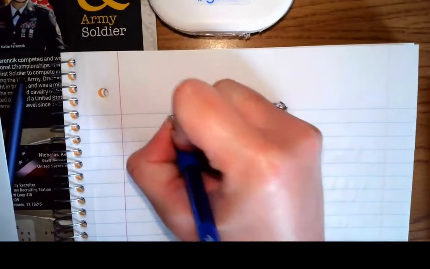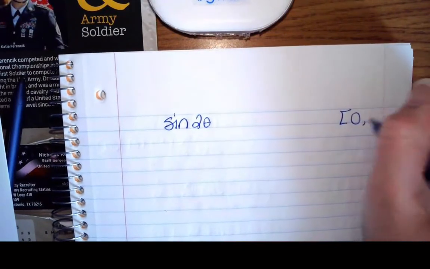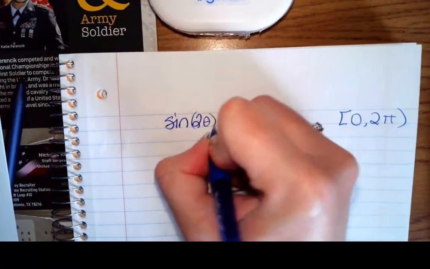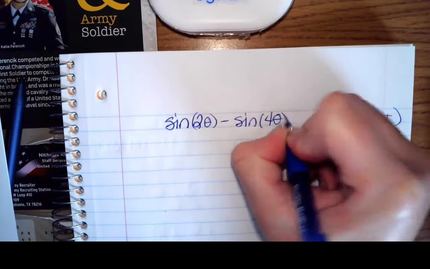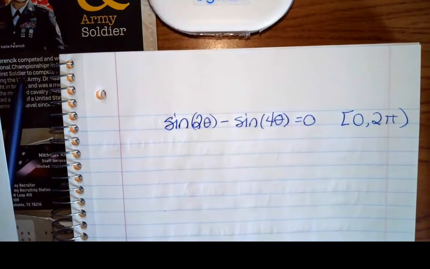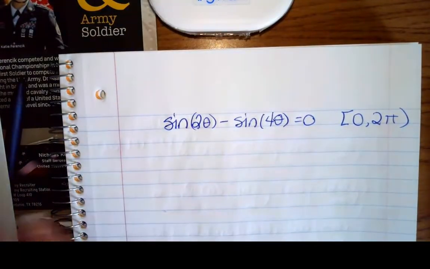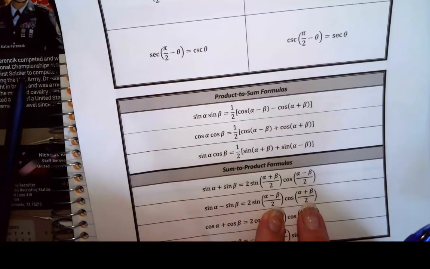But again, holy cow, we're knocking this out in one video. So I've got the sine of 2 theta, and I'm supposed to be solving this on one interval, or one lap around the unit circle. So I got the sine of 2 theta minus the sine of 4 theta, and that needs to be 0. I'm not going to go into double angle identities and all that kind of stuff. I could, but I'm not going to. Why? Because I know what sine alpha minus sine beta looks like.